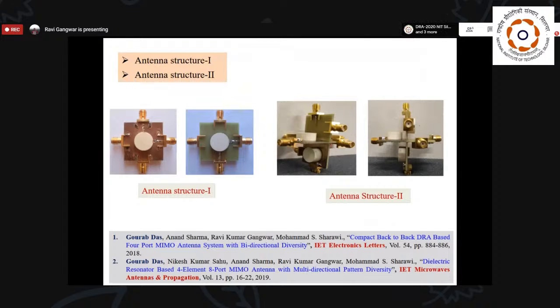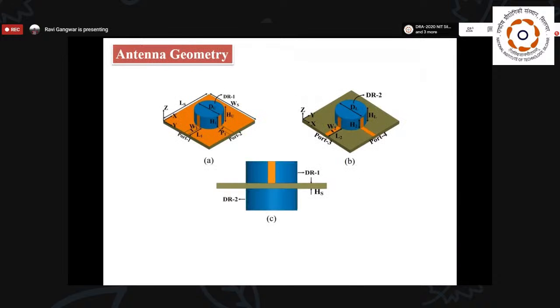So here I will discuss these 2 major antennas. The first is the basic back-to-back geometry. Here I have used 2 antenna elements, DR1 and DR2. Both are placed in a back-to-back manner. That means there is the substrate, and one DR I have placed on the top side, another one on the bottom side, and each DR is excited by 2 different ports. If we see the top one, then we are using CPW conformal strips to energize the DR.